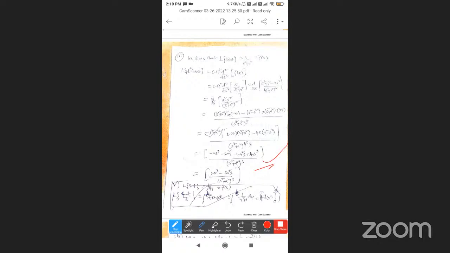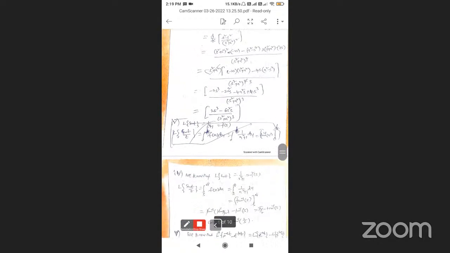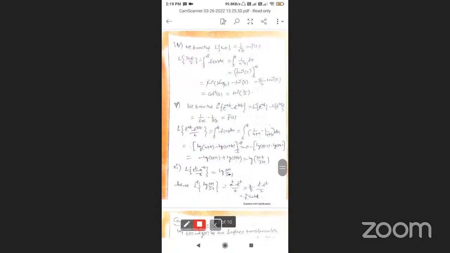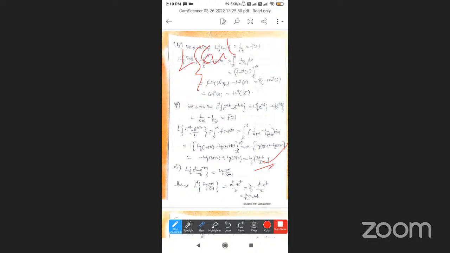s square plus a square whole square. Now this problem is completed, so this is the third bit. Now we go to the fourth problem in the SAQ. What is the fourth problem? Compute the Laplace transform of sin t by t.